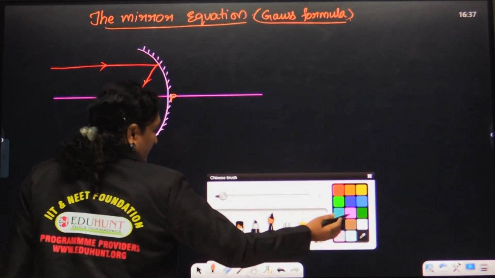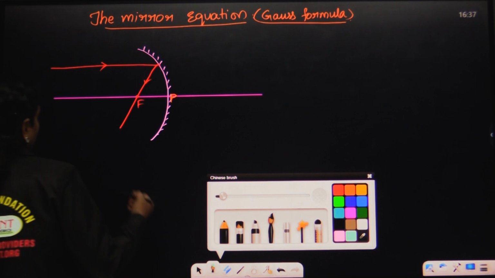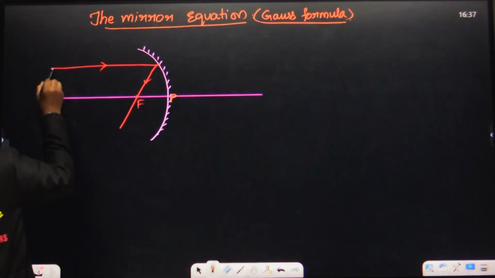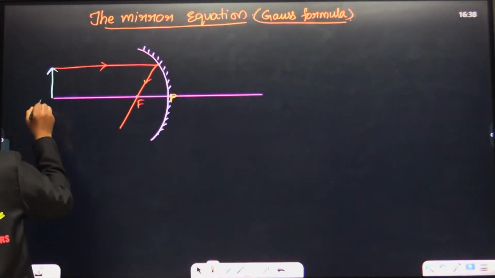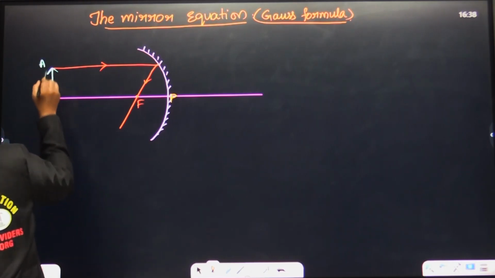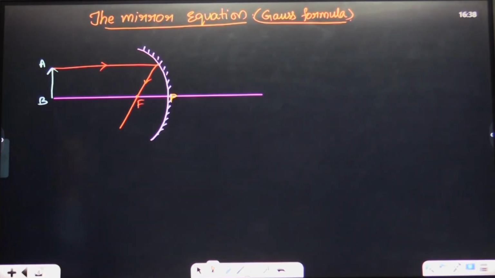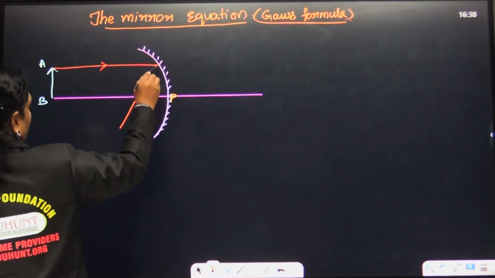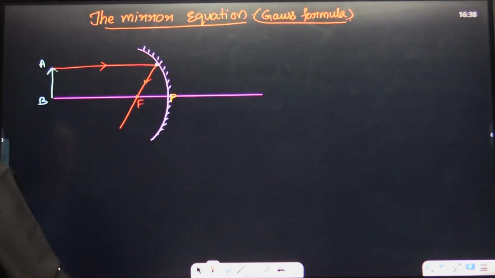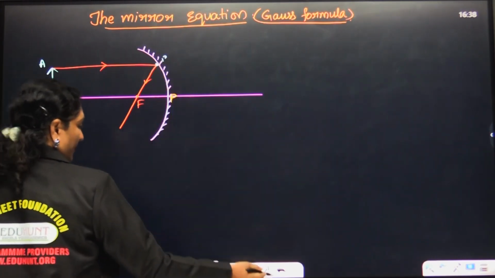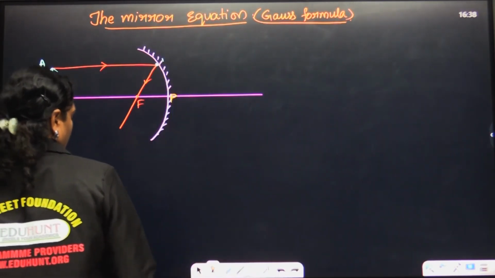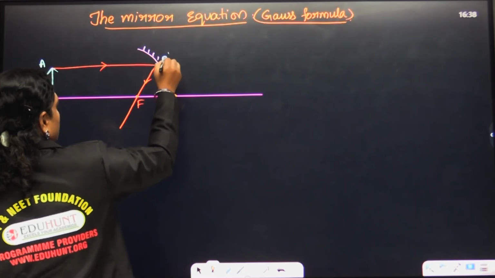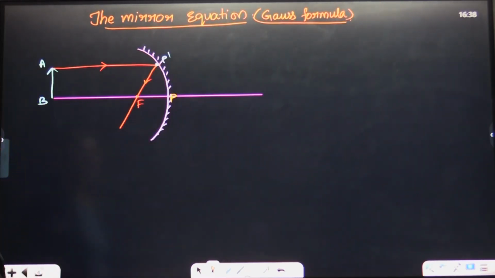Let us suppose that an object is placed at some far away distance. Let AB be the object. The parallel beam of light rays passing from the object strikes the mirror at some point, say P dash, and after reflection meets the principal axis at point F.